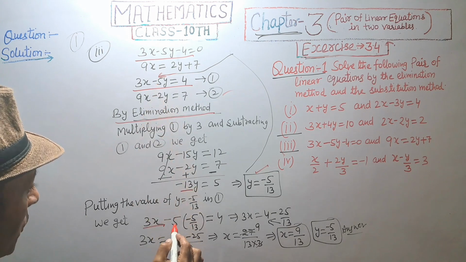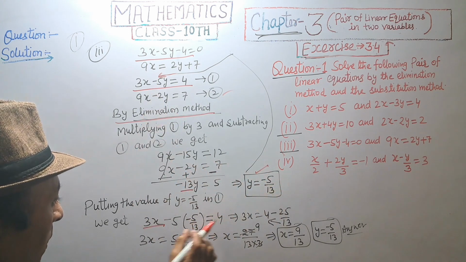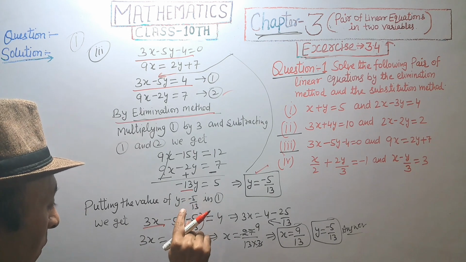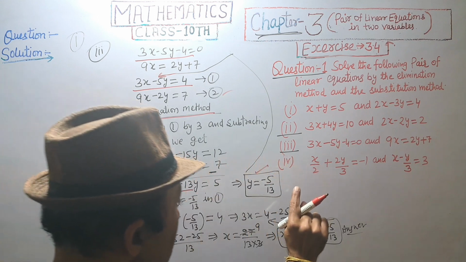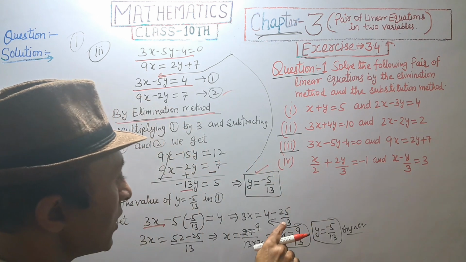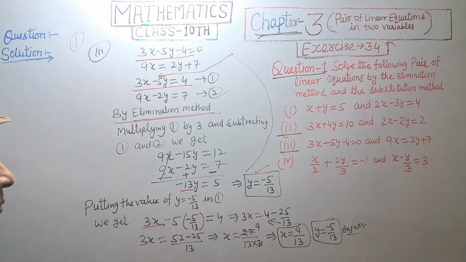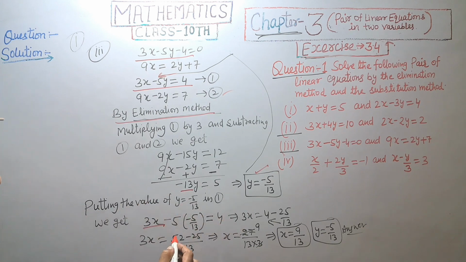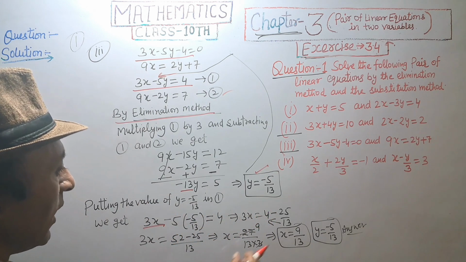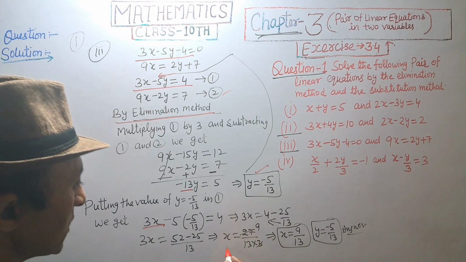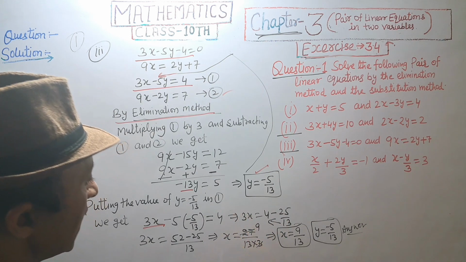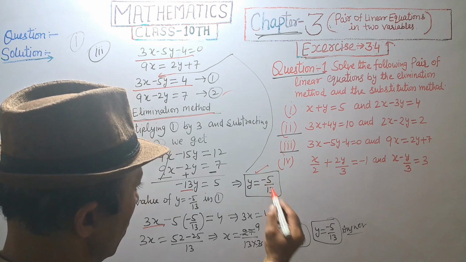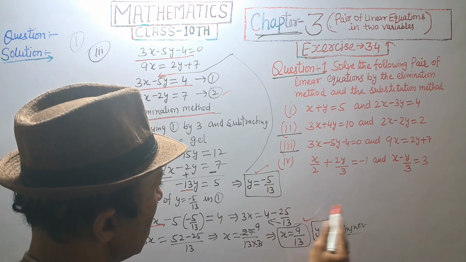3x minus 5 into value of y is minus 5 upon 13. 5 5s are 25 upon 13, and 25 upon 13 shifting right side, that will be negative 25 upon 13. 13 multiplied by 4, 13 4s are 52, minus 25 is equal to 27. 52 minus 25 equal to 27 divided by 13. Here 3x, it divides 27, 3 9s are 27, and x equal to 9 upon 13, y is equal to minus 5 upon 13. Answer.